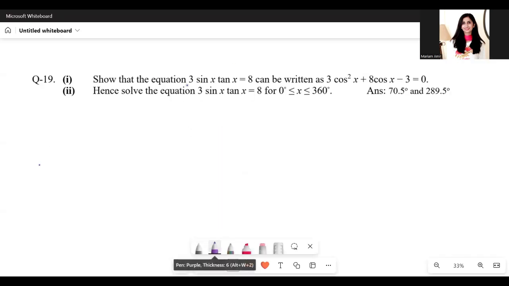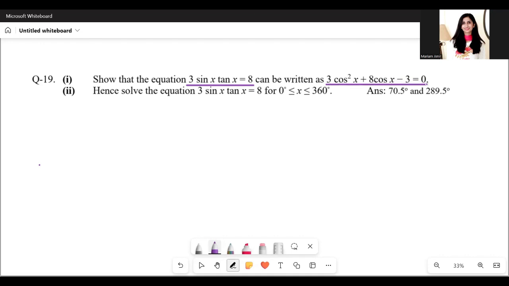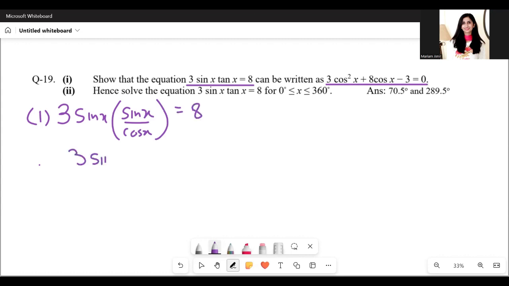Question: we have to show that 3 sin x tan x = 8 can be written as 3 cos² x + 8 cos x − 3 = 0. Okay, let's get started. Writing 3 sin x, I'm replacing tan x with sin x upon cos x, equals 8. So I get 3 sin² x = 8 cos x.